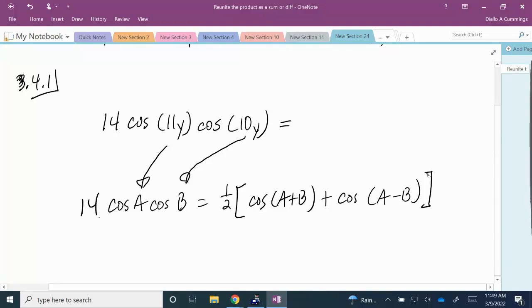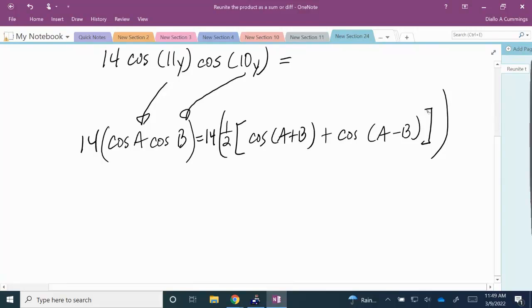So with that being said, in order to change the coefficient from a 1 to a 14, that means we have to multiply both sides by 14. Whatever you do to one side, you must do exactly the same thing to the other side. So if we multiply both sides by 14, the new formula now is 14 times cosine A times cosine B. That's equal to 7, because 14 times 1/2 is 7.